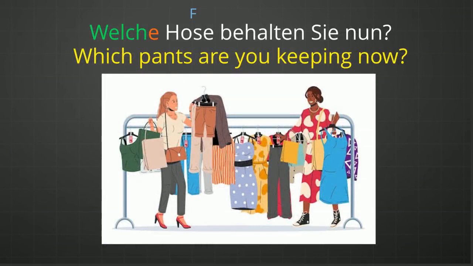Welche Hose behalten Sie nun? Sie is the subject and Hose is direct object in the sentence, and that is why it has to be in accusative case. Hose is feminine gender noun, and that is why e is the ending we have to add to welche.